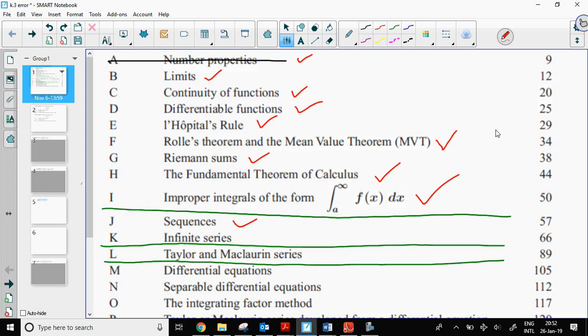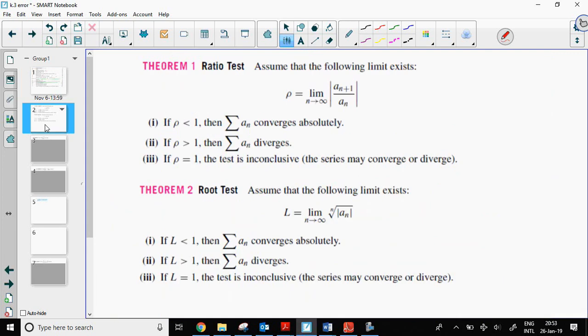All right, let's finish off section K.3. In this video, we're talking about the ratio test, and then I'll give you a little bit of bonus math, as I promised, with the root test. Let's look at them both right here.